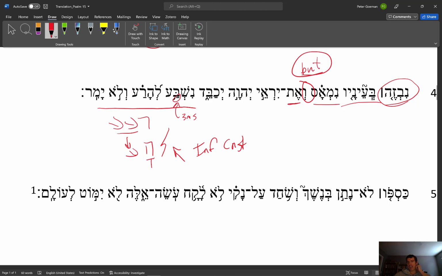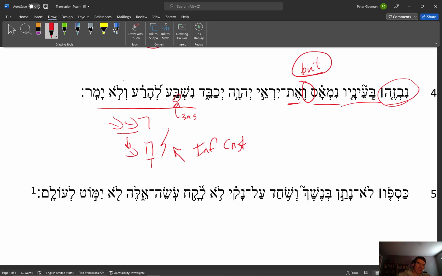What does that mean? He swears and he sticks with that oath to the point of harm. His own harm is usually the understanding here, because I think that is appropriate. He's not obviously going to be looking to harm other people. This is the one who's entering into the holy place of the Lord. So he's not hurting other people. So usually it's translated as he swears to his own hurt.